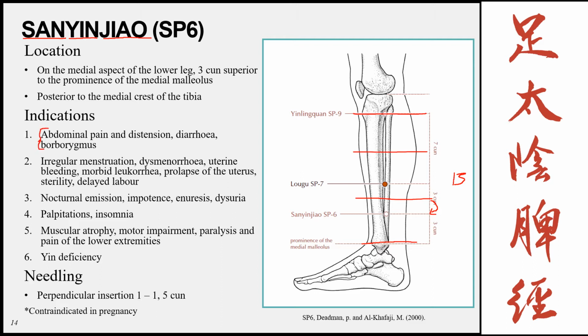So firstly, if we look at the first indication, this point is on the spleen meridian and therefore can treat dysfunction of the spleen organ, and that is why it can treat conditions such as abdominal pain, distension, diarrhea, and borborygmus, all due to dysfunction in the spleen organ.